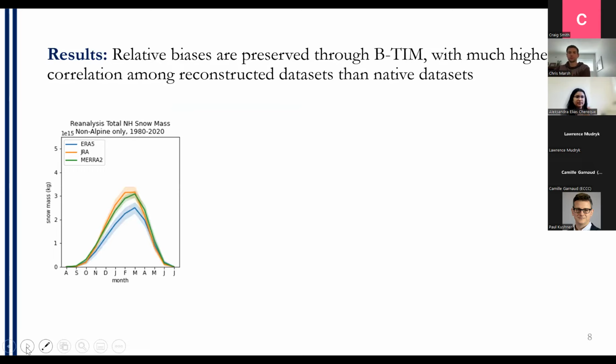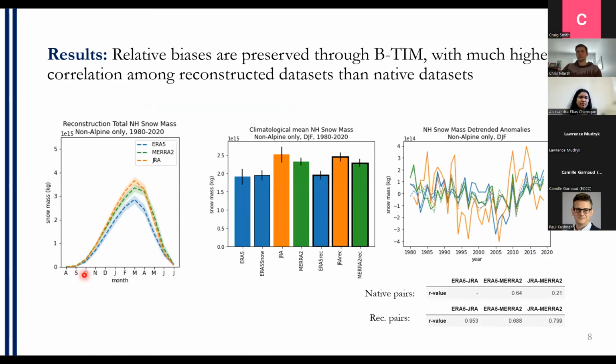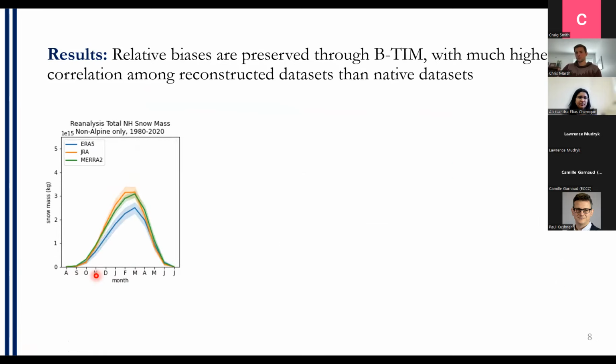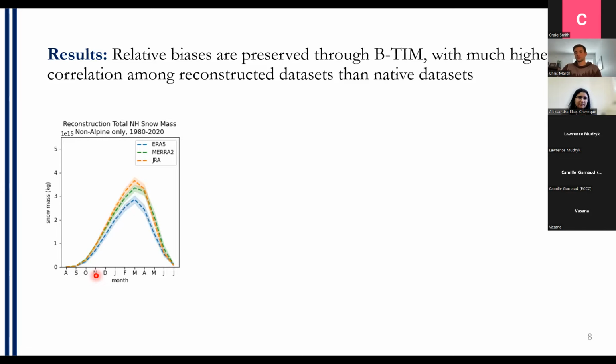I'll remind you that this is the total Northern Hemisphere snow mass multi-climatology based on the native snow data sets, so that's ERA5, JRA, and MERRA-2 SWE. When we update that with the reconstructions, you will have seen that the peak snow mass has moved a little later in the year, and there's more snow overall, but the relative biases remain the same. So there was enough information in the temperature and precipitation to get that ranking in the same order.